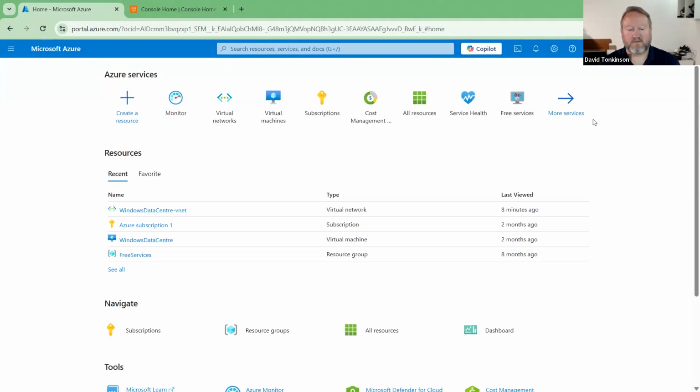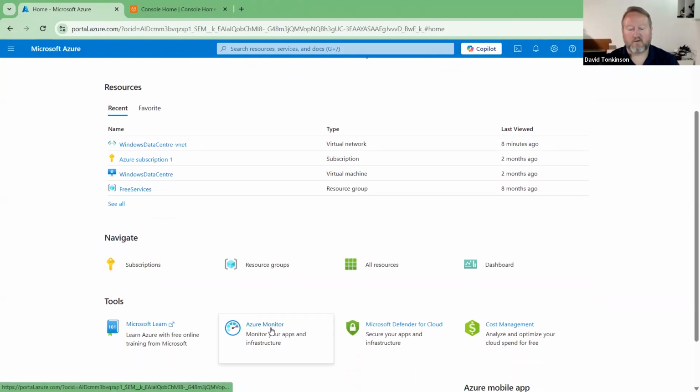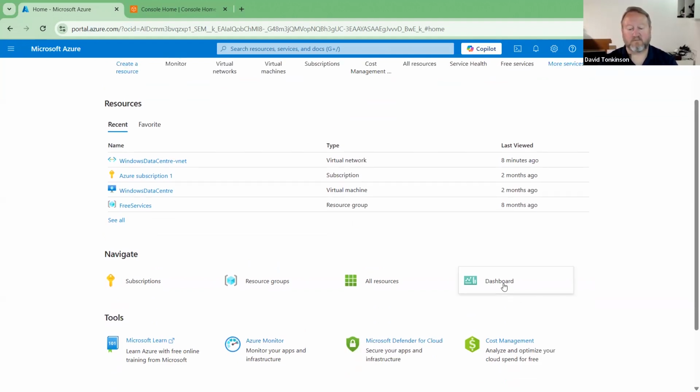Okay, so this particular one is Microsoft Azure. This is the platform. When I log in, this essentially is one of my dashboards. You can create other dashboards. You can do things like your Azure monitoring, which will monitor how your system is. And we can do cost management, and we can look for defenders and a variety of dashboards.